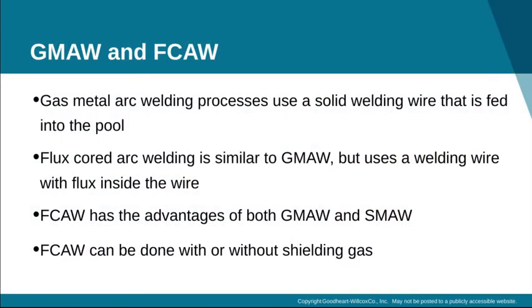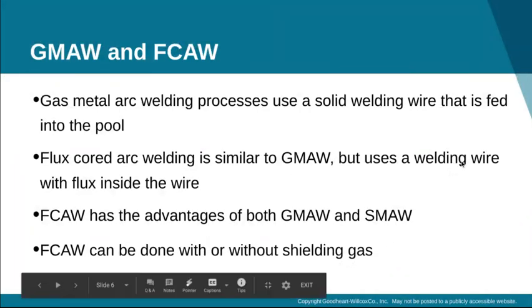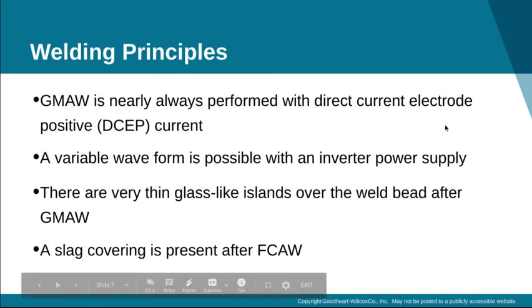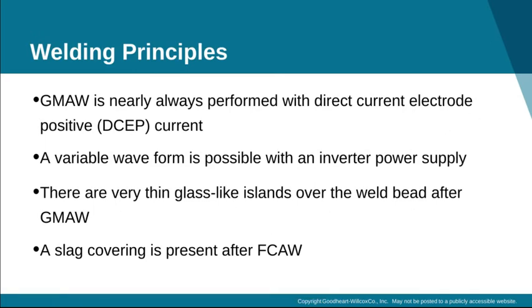Gas metal arc welding processes use a solid wire, which we already covered. So MIG is nearly always performed with direct current electrode positive, DCEP. That's a big one. Almost every single time you're going to MIG weld, it's going to be positive, okay? A variable waveform is possible if you have an inverter. Don't know what that means.